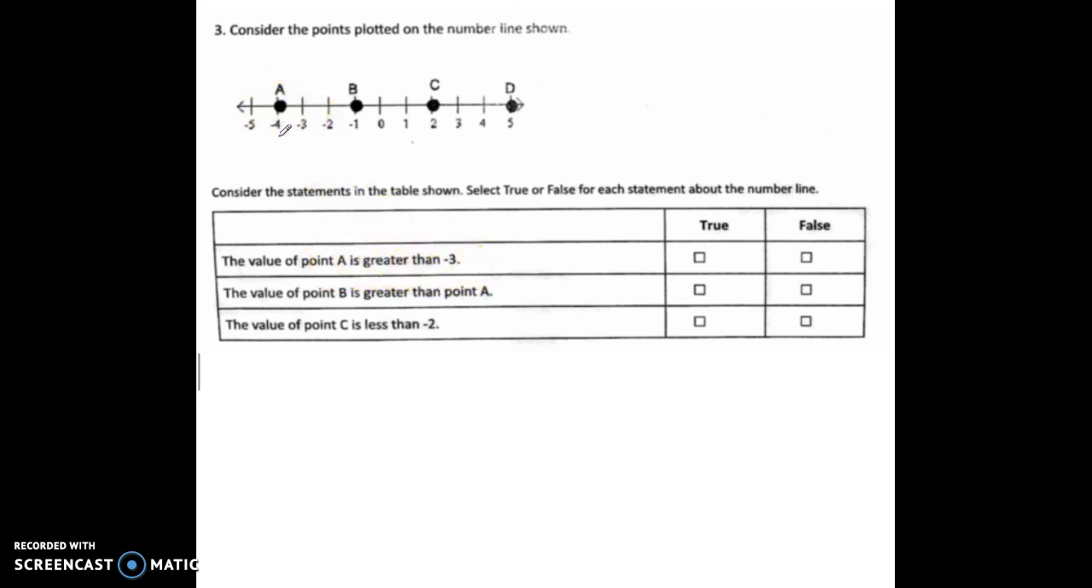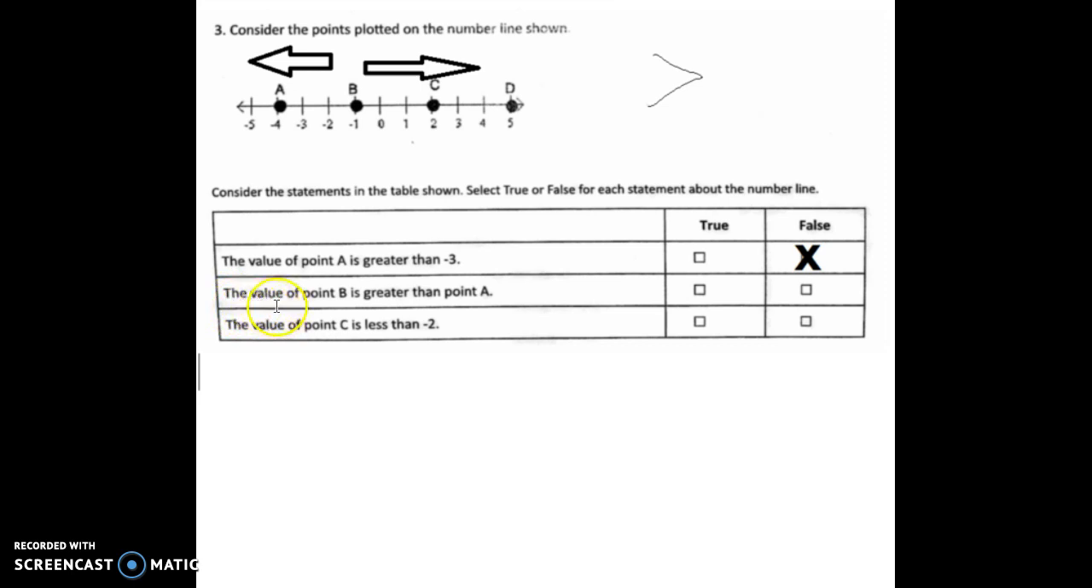So we have this one at -4 and this one at -3. Which one is greater? Which one would the alligator rather eat, right? Well, we know that all numbers to the left are always smaller, right? So left is always smaller. Right is always bigger. Is -3 to the left or right of -4? It's to the right, which makes it bigger. So the value of A is greater than -3. That is going to be false.